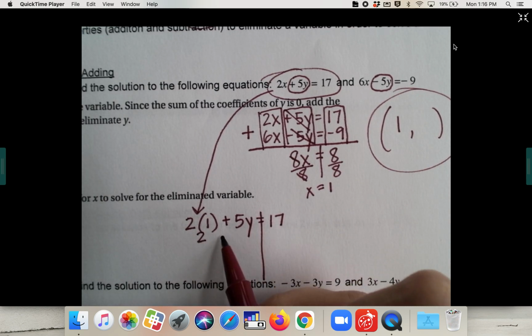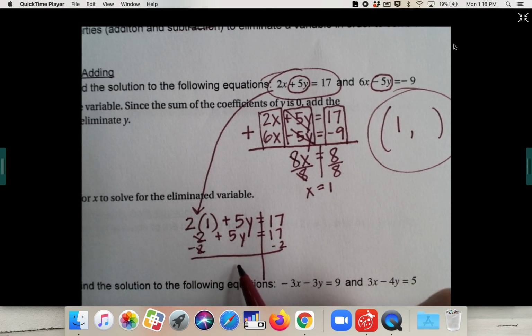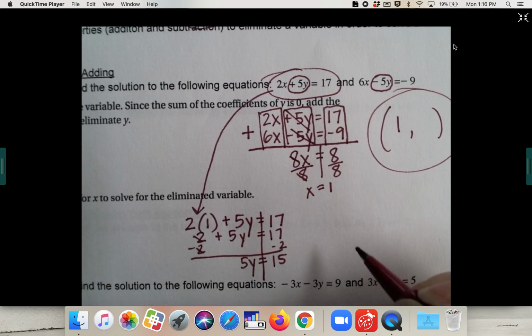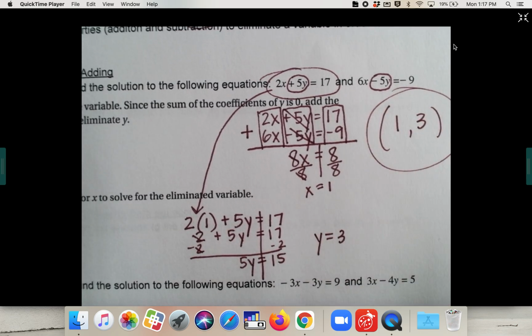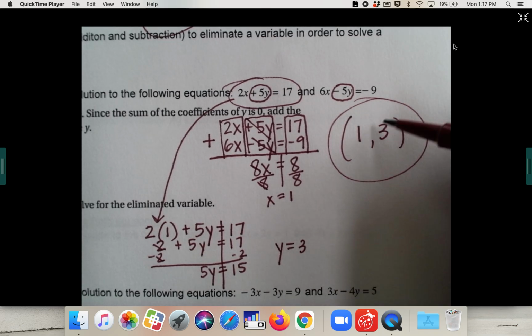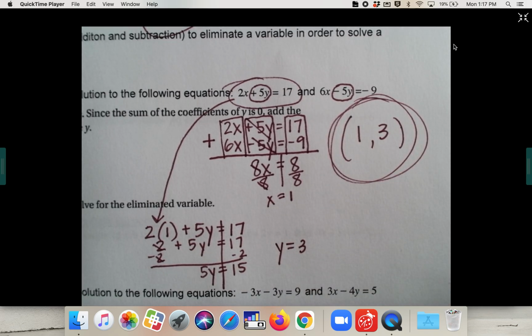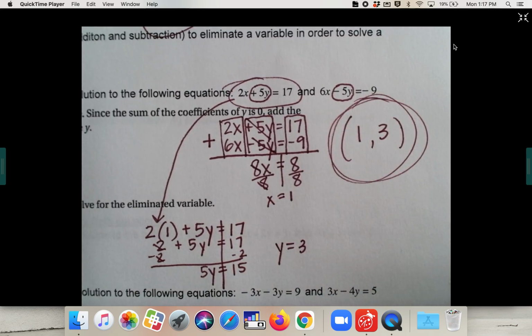I'm just going to solve it like any normal equation. 2 times 1 is 2. You're going to subtract 2 from both sides. 5y equals 15, divide both sides by 5. I've run out of room, but y would be equal to 3. So we have now solved: my x coordinate is 1, my y coordinate is 3, and that is how to solve them by elimination. You find two of the variables that you can eliminate by adding.